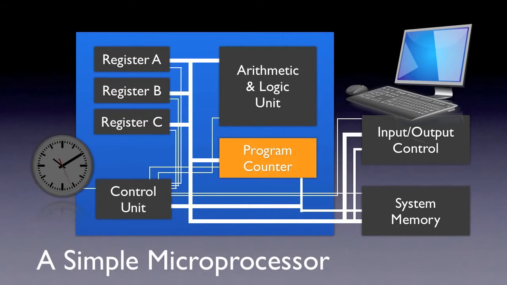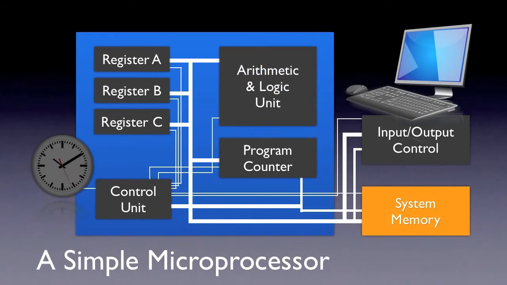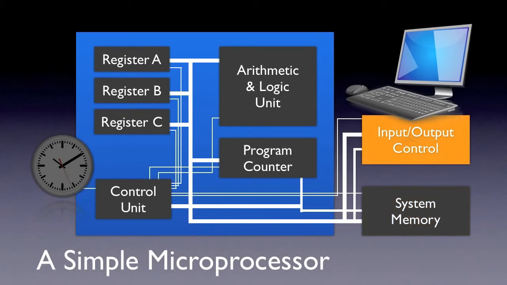The program counter is responsible for keeping track of what step in the running program the processor is at. The arithmetic logic unit, which is responsible for doing math on and making comparisons between numbers. The adder circuit we saw earlier lives here. The system memory is where programs and data are stored while the computer is turned on. And the input-output control consists of circuits to allow connecting devices such as a keyboard, mouse, and screen.